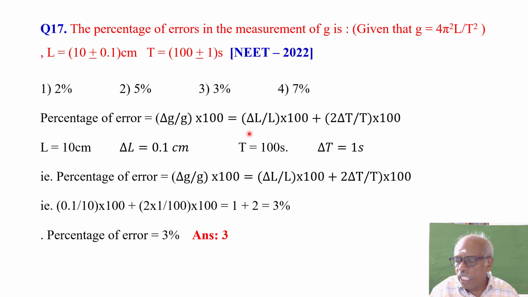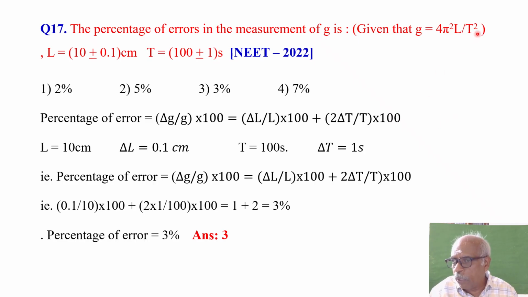So percentage of error for the measurement of length is delta L by L into 100. And percentage of error for time measurement is, since it is T square, you write 2 into delta T by T into 100. So this is the case when you are finding the percentage of error. You must only add the errors: no subtraction, no multiplication, no division.